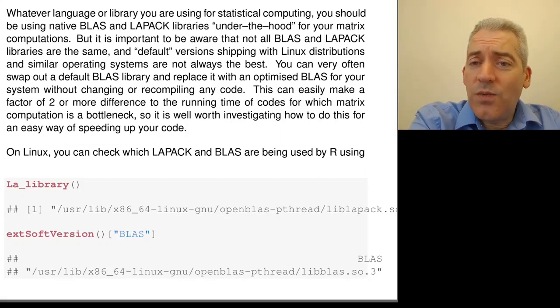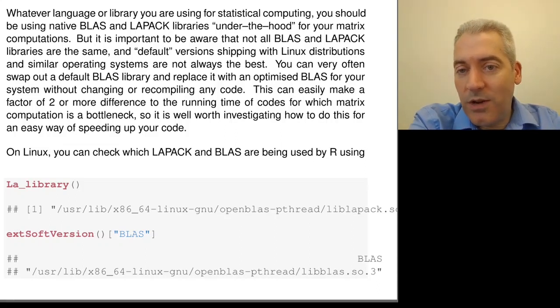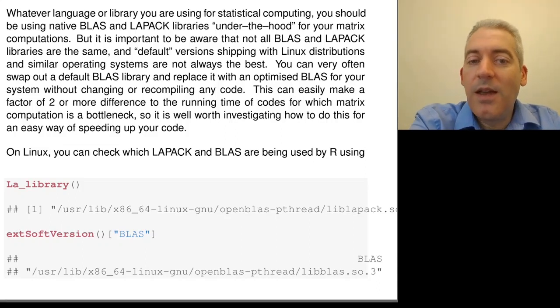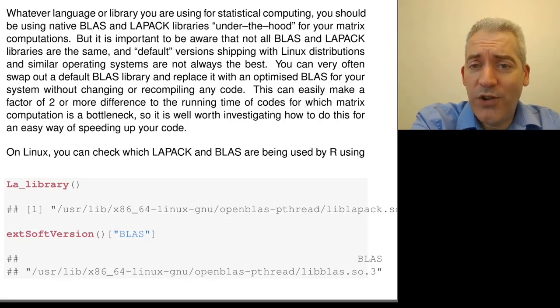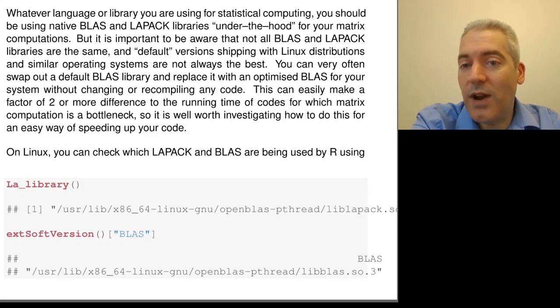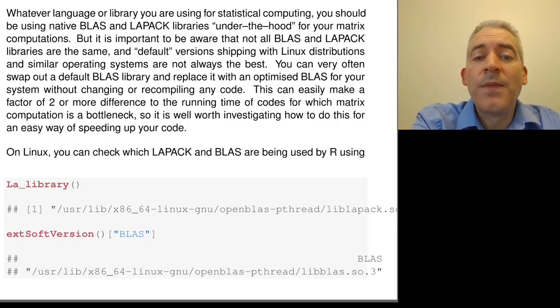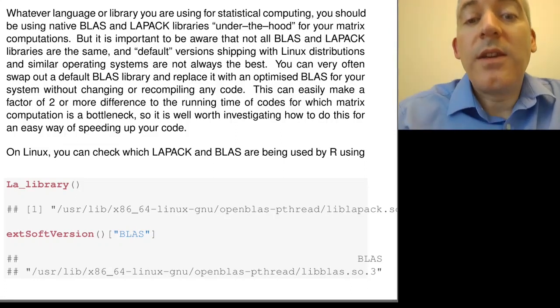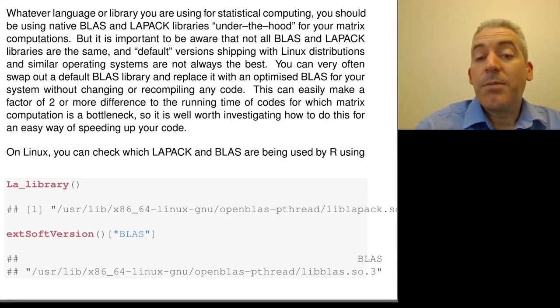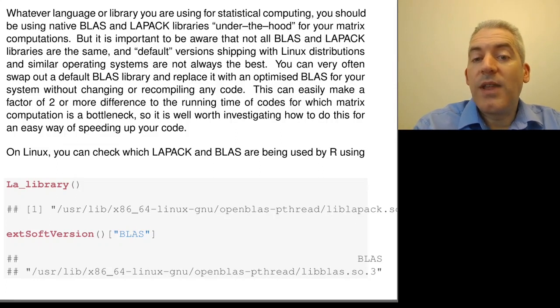If you're in a situation where you have multiple BLAS and LAPACK libraries on your computer, which often happens if you start going down this route, then sometimes you might wonder which BLAS and LAPACK library R is picking up if you're trying to do stuff inside R. Well, there are these commands here that, at least on Linux, will tell you which LAPACK and BLAS libraries are being picked up by R. So that can be very useful to know.